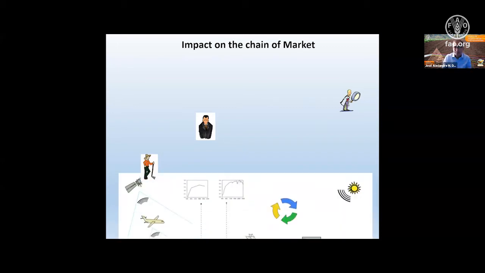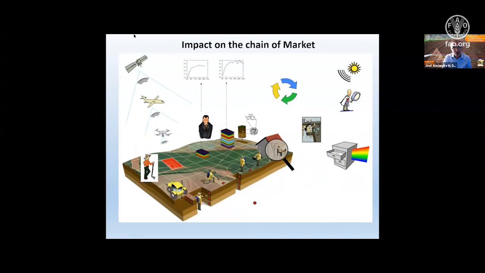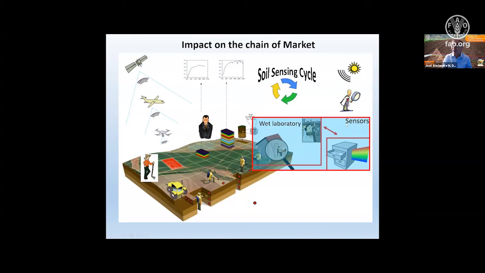So going forward now, what this teaching and what this thing calls in the market, in the chain of market. Look at this now. What is happening on the same figure that I already showed, what I call the soil sensing cycle, is that the wet laboratory that was separated from the sensors, now they are together. Now they are starting to come together.